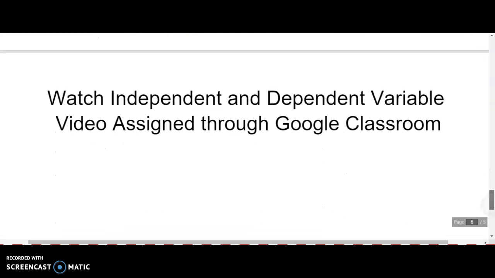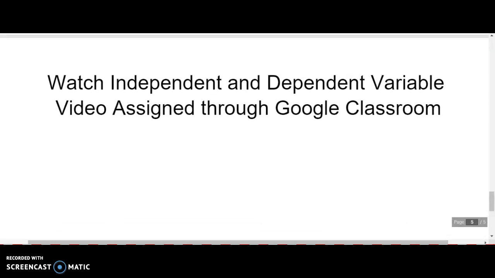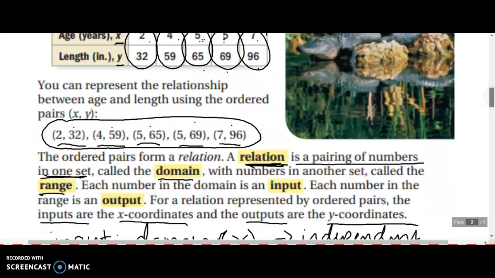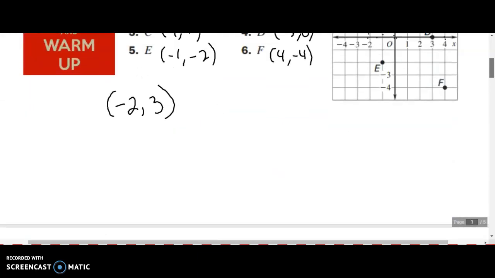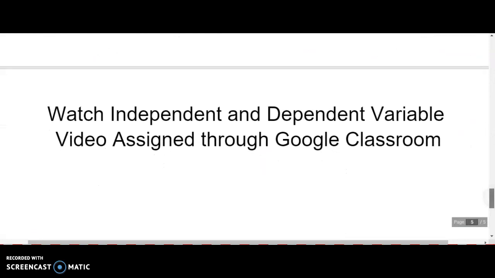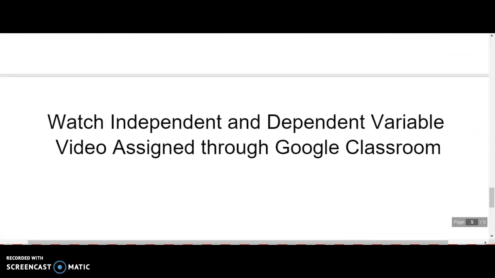All right. Now at this time, we're going to talk more about domain and range tomorrow as it relates to functions, which we haven't talked about yet. We're going to talk about how domain and range relate to functions. But now I want you to learn about independent and dependent variables.